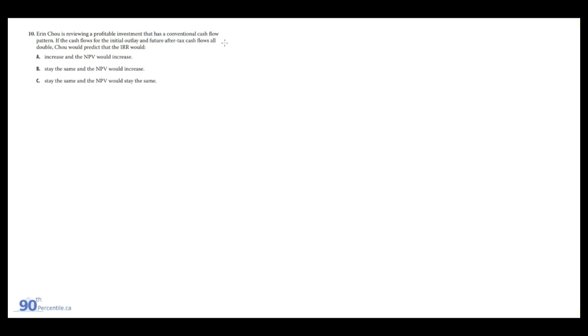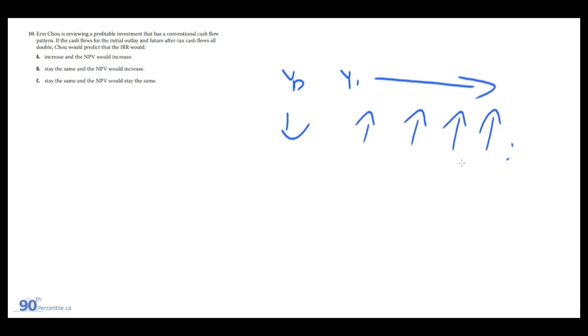Aaron Chu is reviewing a profitable investment that has conventional cash flow pattern. So conventional cash flow pattern just means you have an outflow in year 0. So outflow, and then everything from year 1 onwards is all inflows, net cash inflows. So like an unconventional pattern would be something where you have like an investment in year 0, and then in year 1 maybe you get some cash in, but the net outflow, you've got to make another investment, is still out.